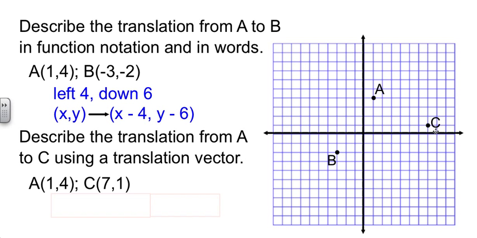Now they're also going to ask us to do the same kind of thing. How do we get from A to C? And we have the coordinates here. Well, to get from A to C, we have to take the C values minus the A values, like we did in last chapter. So 7 minus 1, and then 1 minus 4, gives us a vector of 6, -3.